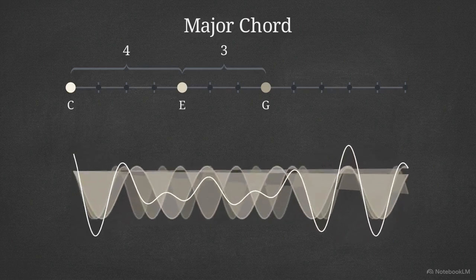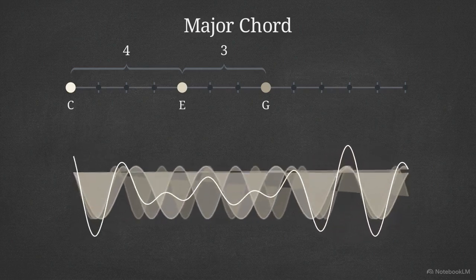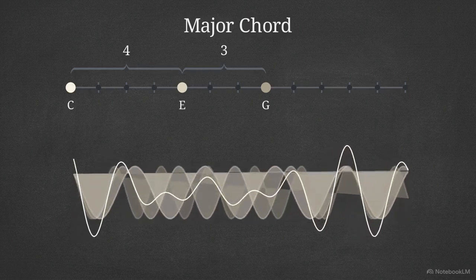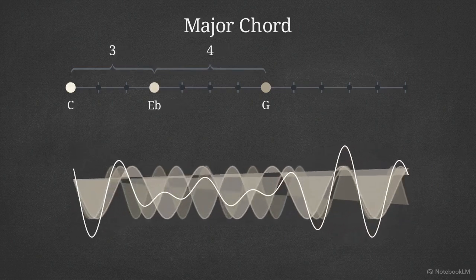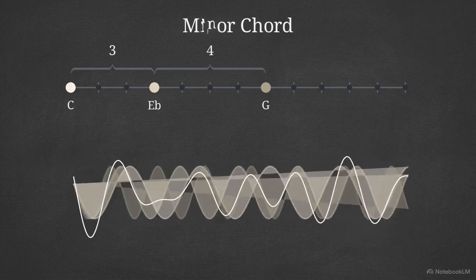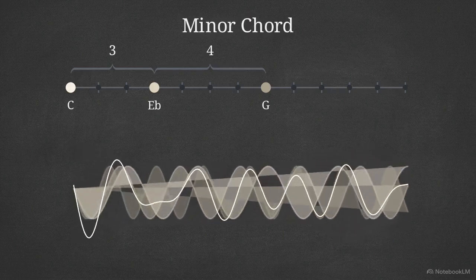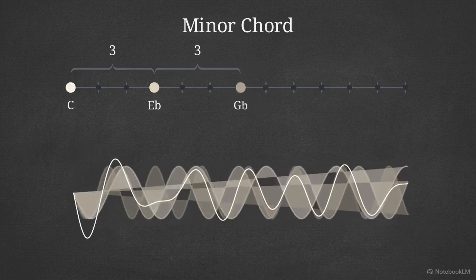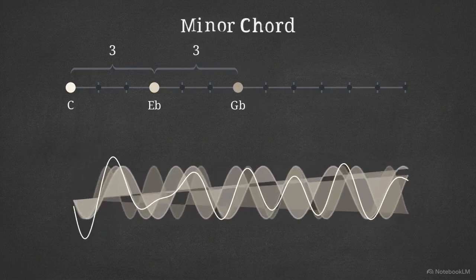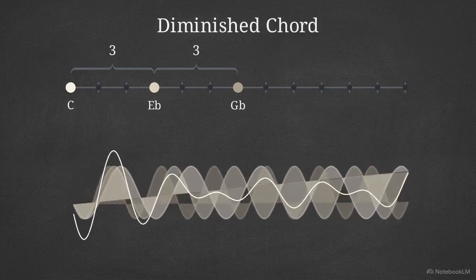If we adjust the stack by lowering that middle note a half step down to E flat, the formula flips to a 3-step gap followed by a 4-step gap. The chord becomes minor, creating a somber tone. We can drop the top note a half step as well. Now we have 2 consecutive 3-step gaps. This forms a diminished chord, producing a sense of instability.